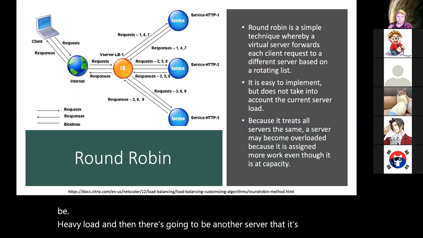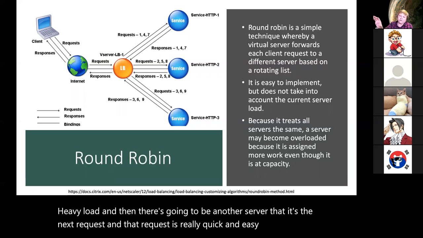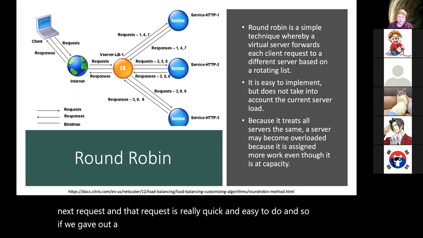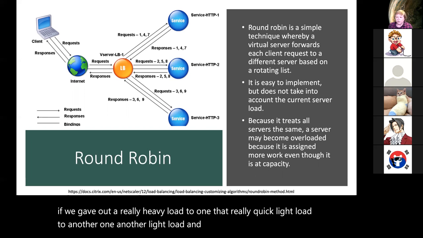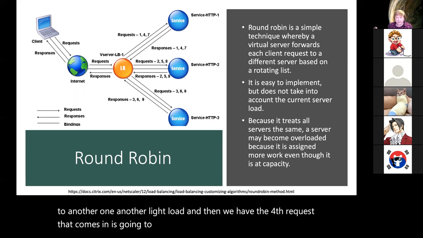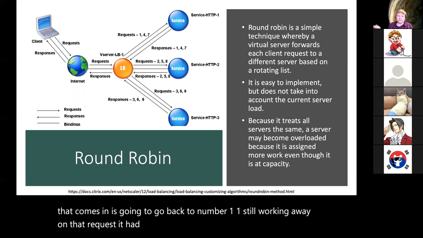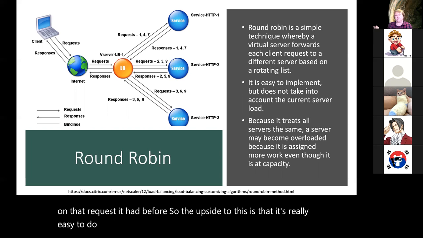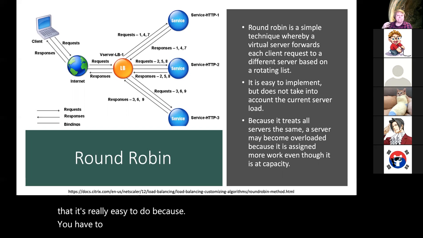And so if we gave out a really heavy load to one, then a really quick light load to another one, another light load, and then the fourth request comes in, it's going to go back to number one. Number one's still working away on that request it had before. So the upside to this is that it's really easy to do because you have to know only how many servers are out there. That's it, right?